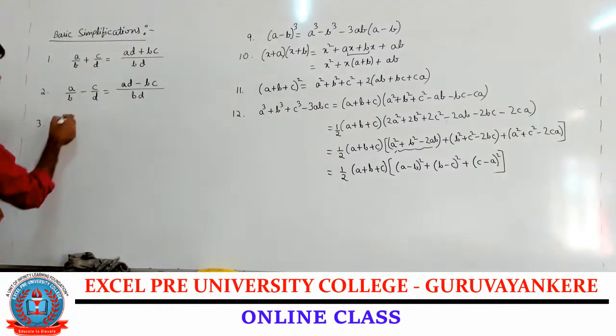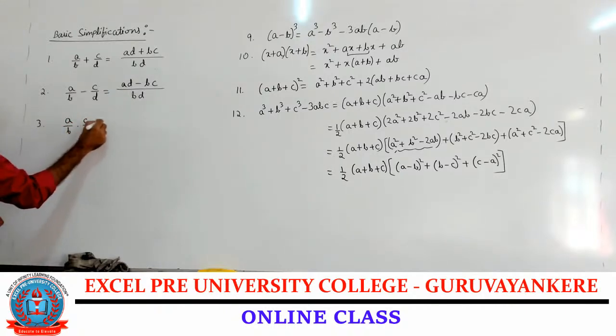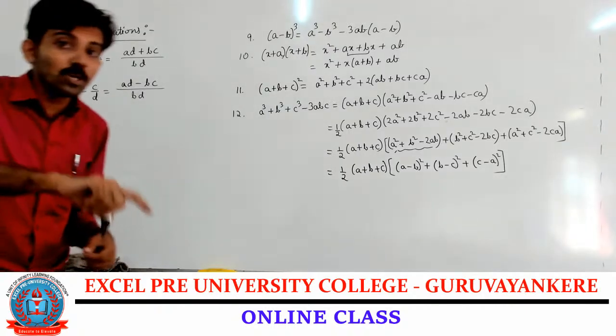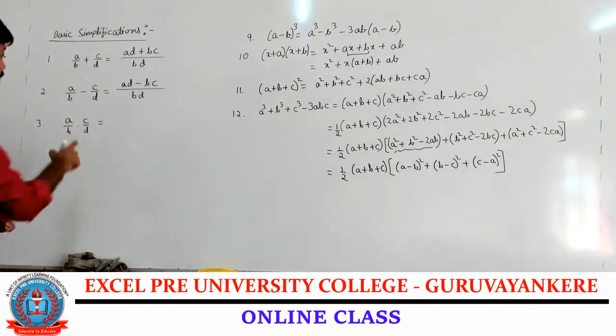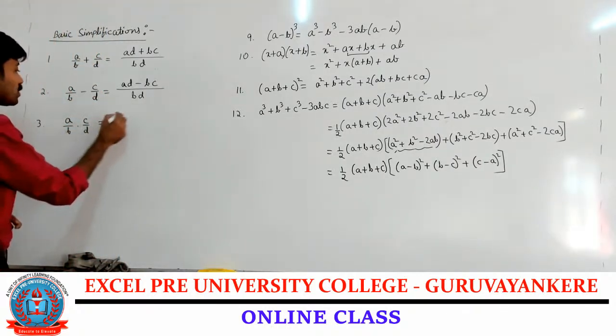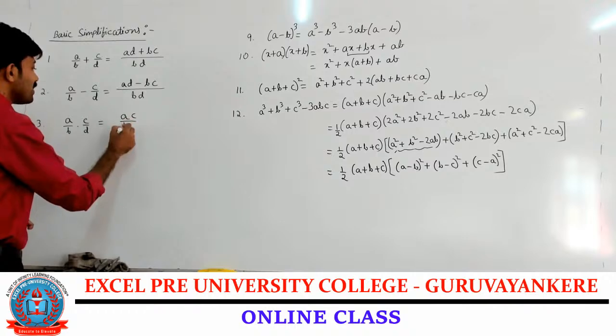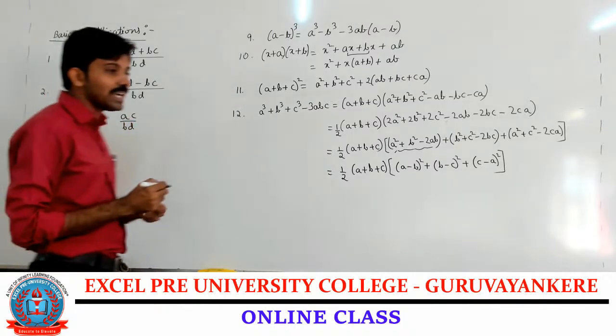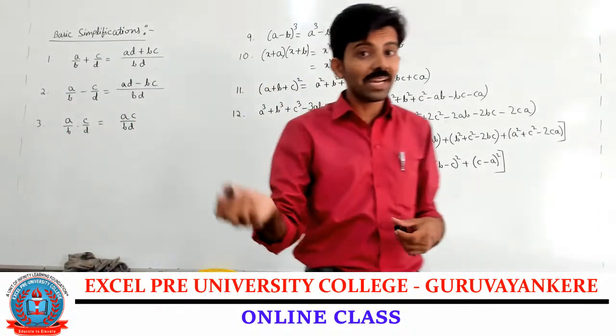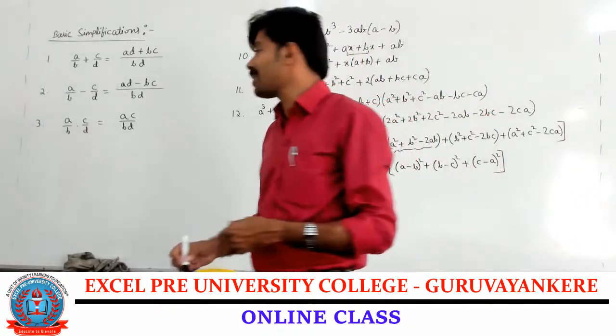Similarly for multiplication, a by b into c by d. How to multiply the two fractions? Multiply numerator to numerator, denominator to denominator. A into c is ac, divided by b into d is bd. Multiply numerator to numerator, denominator to denominator.